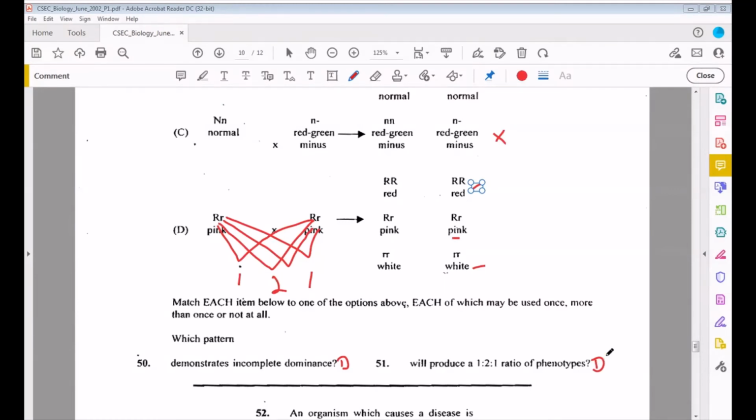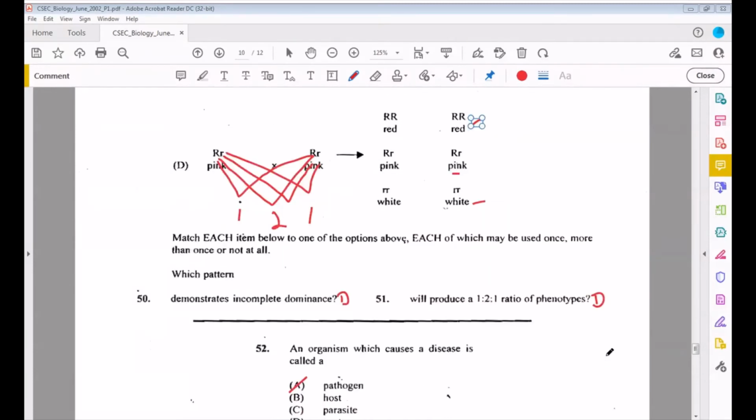So always remember, two homozygous parents can only give heterozygous offspring, whereas two heterozygous parents will give us everything there. So we'll get one homozygous recessive, one homozygous dominant, and two heterozygous. That will give you the 1 to 2 to 1 ratio.